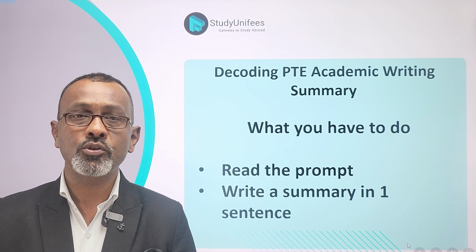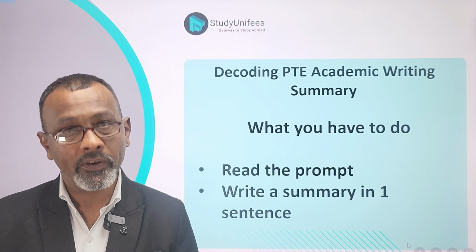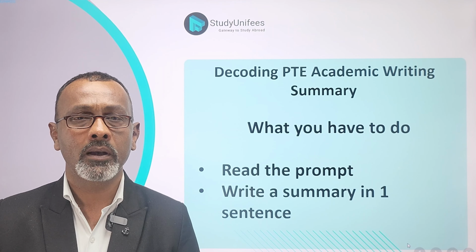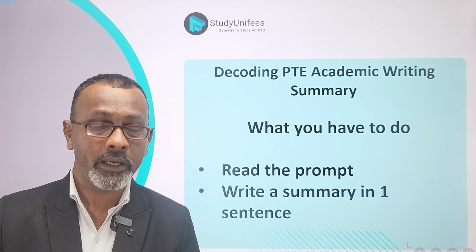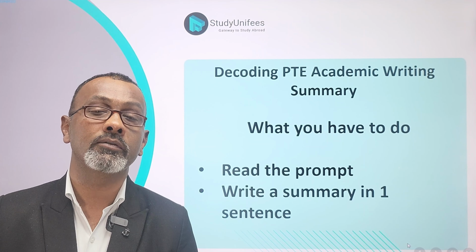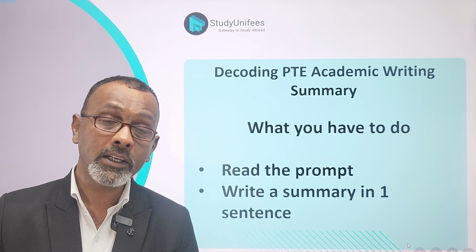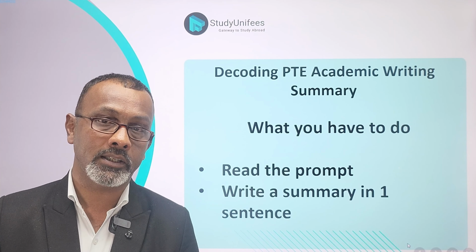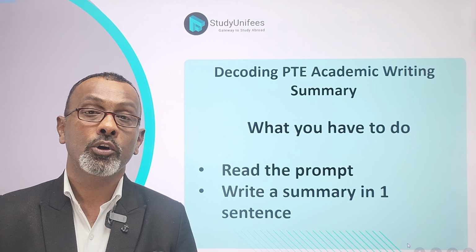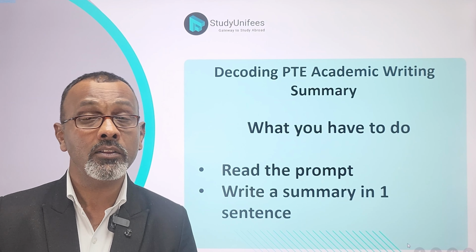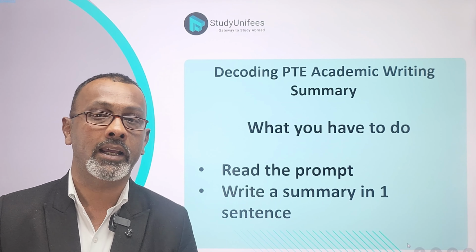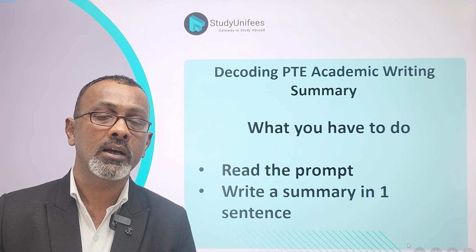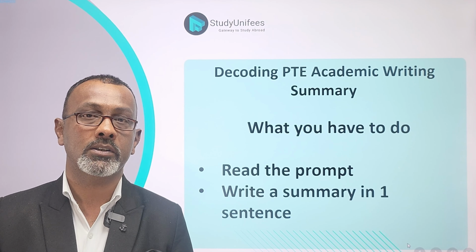So, what do you have to do in this task? Well, first, you have to read the prompt, understand it completely. Understanding it completely means getting the main idea of the passage. Also, getting all the most important supporting information that is based on the main idea. After this, you are required to write a summary of that 300-word passage in one sentence. This sentence should be a minimum of 5 words and a maximum of 75 words.